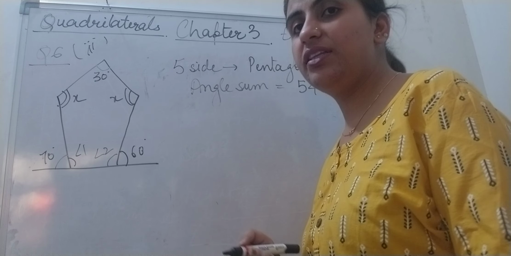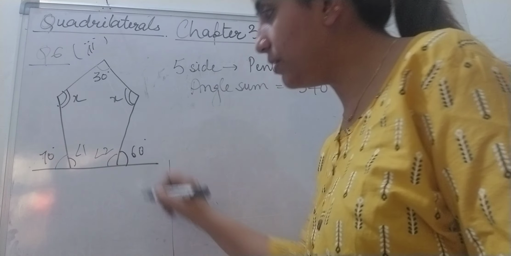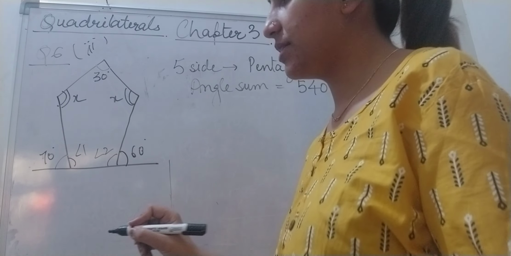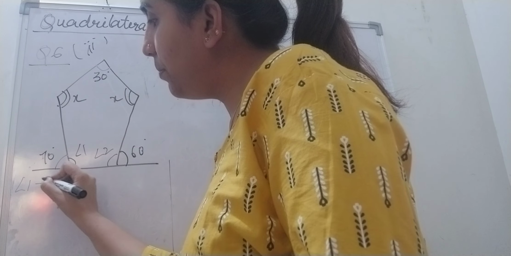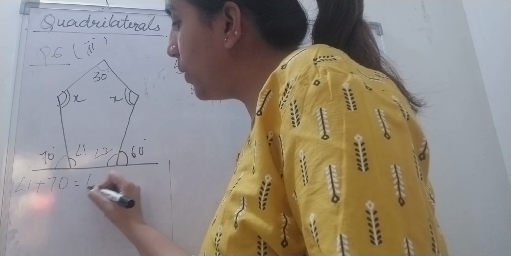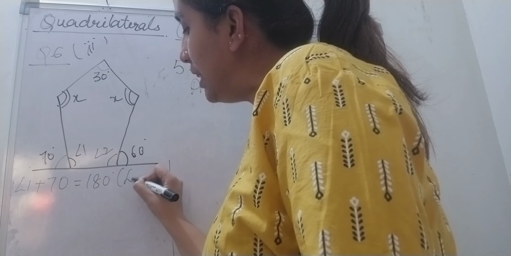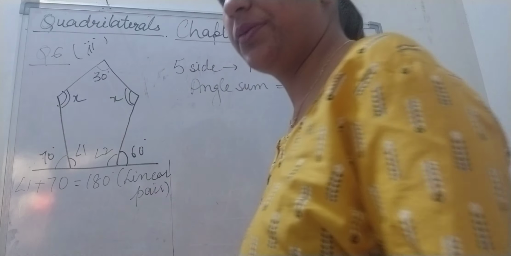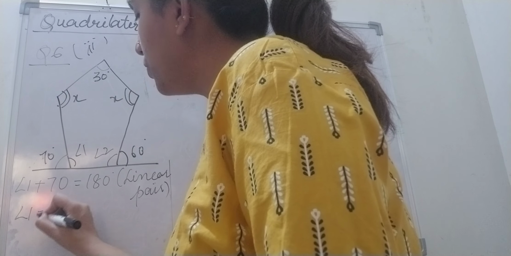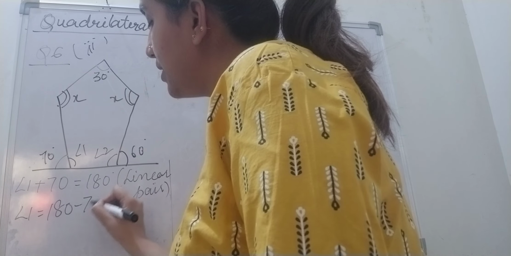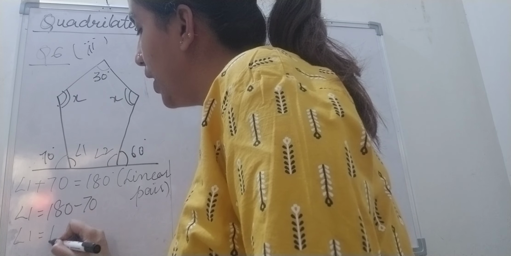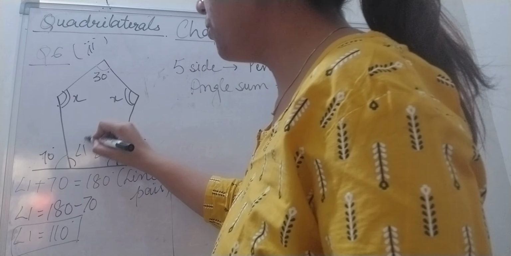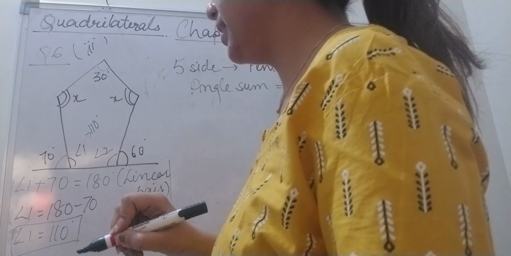First of all, I will find the value of angle 1. I am finding it here down. You will do it in your rough work. Then we will find the remaining angle x. So if we see, angle 1 plus 70 should be equal to 180. Why? It forms a linear pair. So angle 1 equals 180 minus 70. So angle 1 will equal 110 degrees. This I have calculated, angle 1 should be equal to 110 degrees.